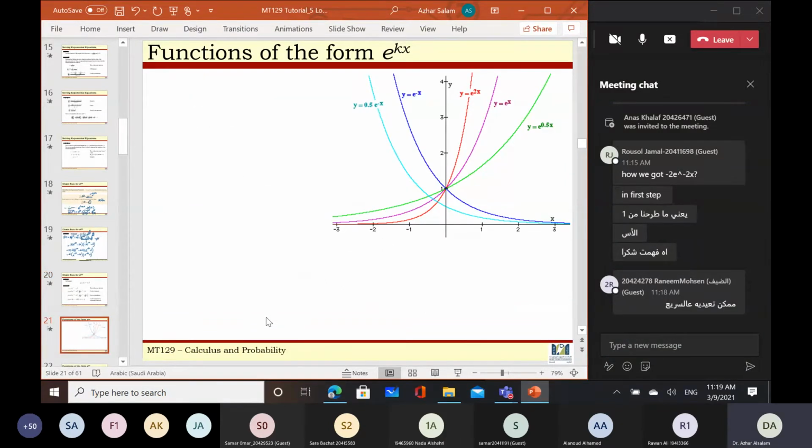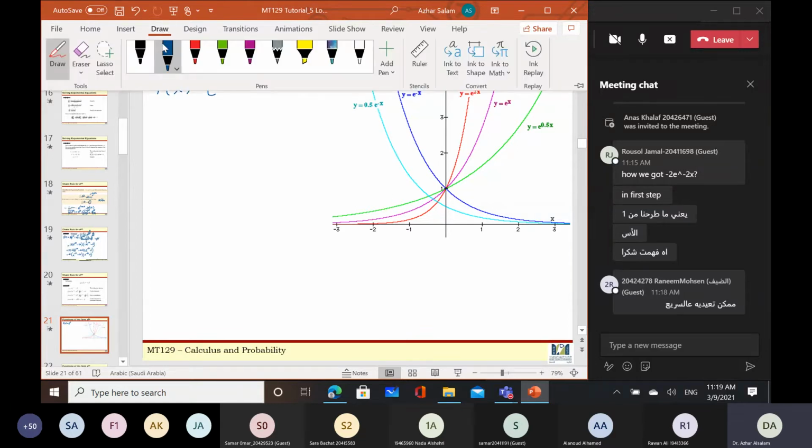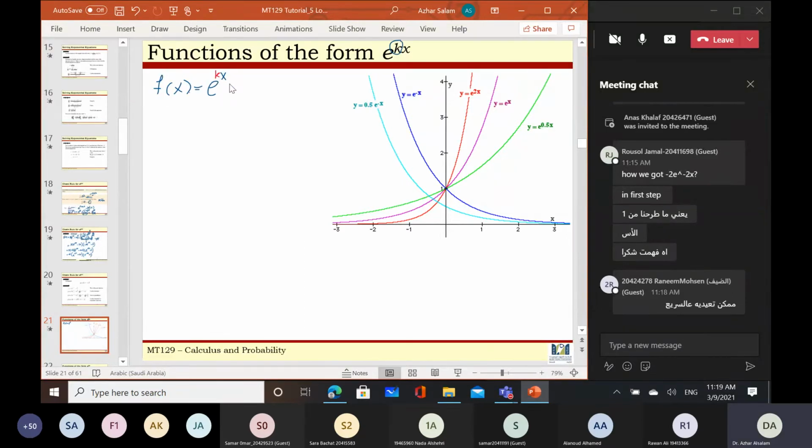Okay, now for extra properties for the exponential function, ممكن أستنتج خصائص إضافية للدالة الأسية. I have here the exponential function that we already study. It was e to the power x. Okay, but if I have a constant k multiplied by x, I can multiply the exponent x with a constant k. Okay, this k could be positive or negative or any value.